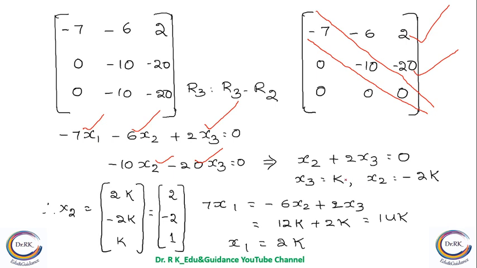So here in this case, we took x3 equal to k. Then from this x2 is minus 2k. Then if we substitute x2 and x3 here, we get 7x1 as 14k, x1 as 2k. That means we got x1, x2, x3 as 2k, minus 2k and k. Suppose we take k equal to 1, the smallest value for k.